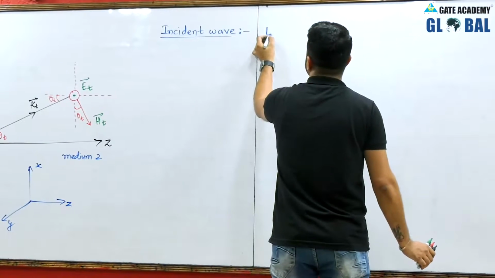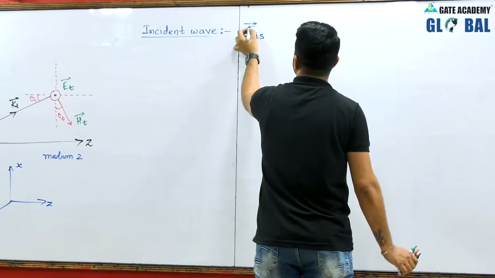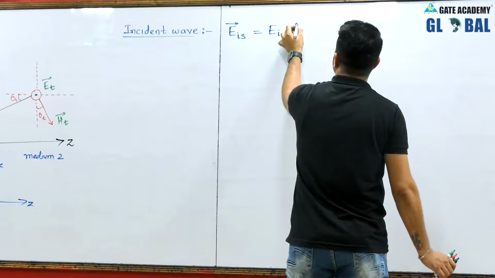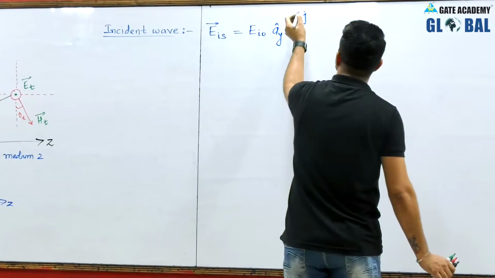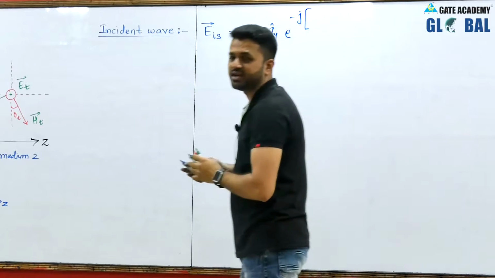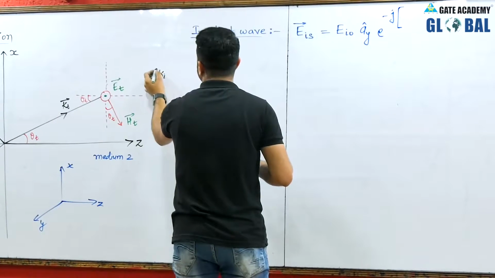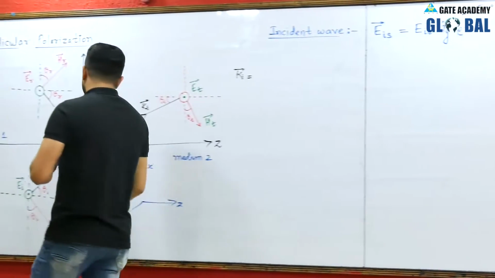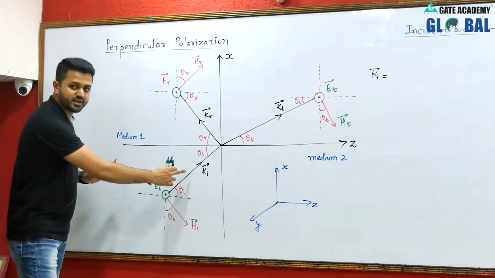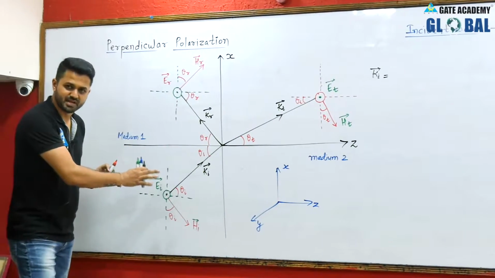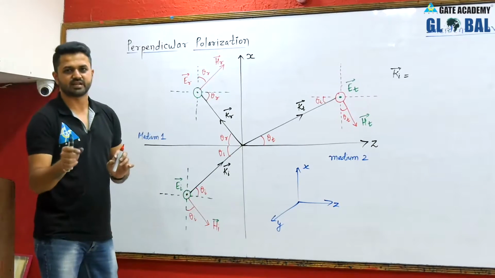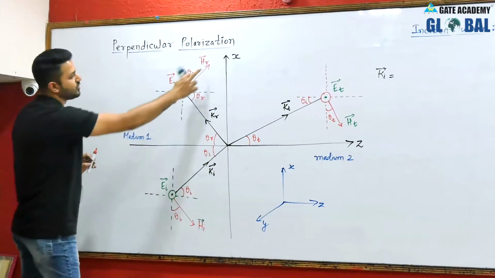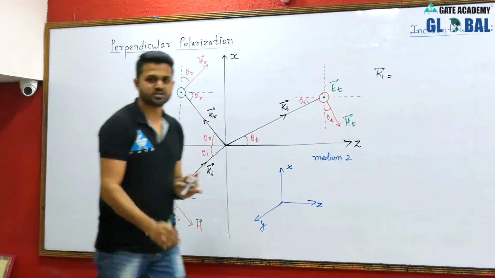We know how to write EIS, suppressing the time factor. The peak value is EI naught. It has the y component, so AY. Now e to the power minus j, and we have to calculate Ki dot r. For this, we have to write the incident propagation vector. What would the incident propagation vector be? Its magnitude is beta 1, because now we are talking about medium 1. The cos component will go into the z direction and the sin component will go into the x direction, and both are positive.